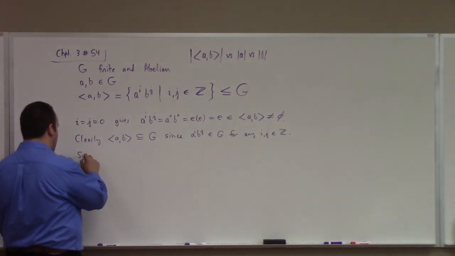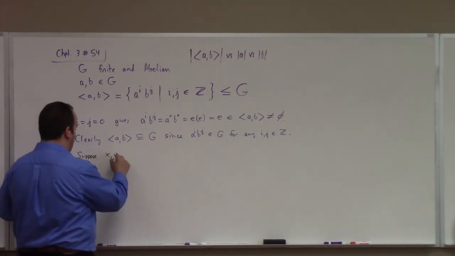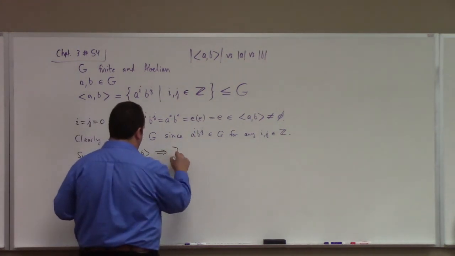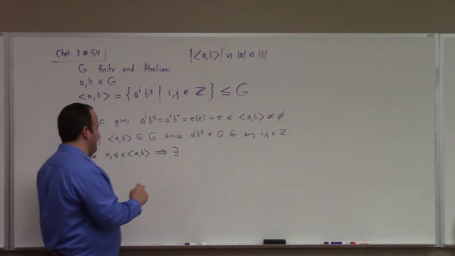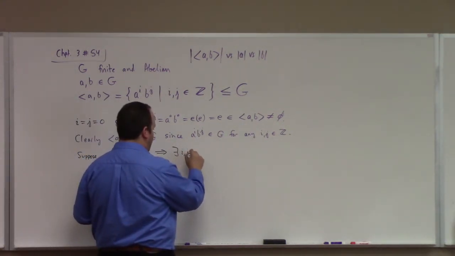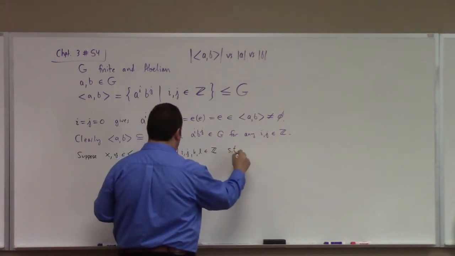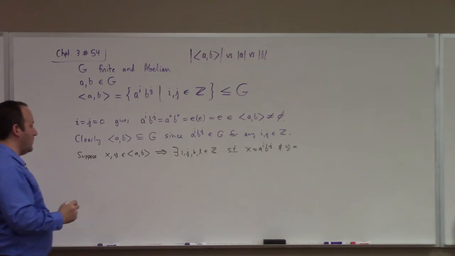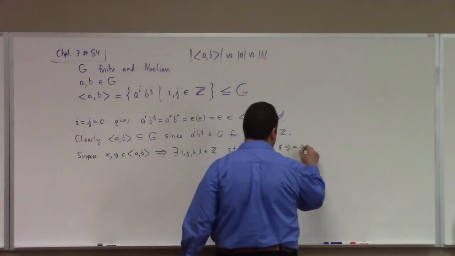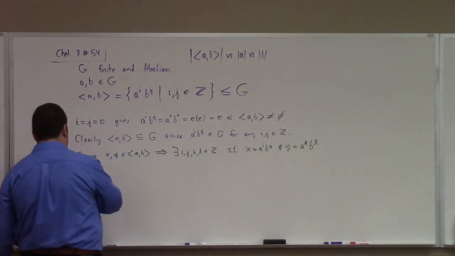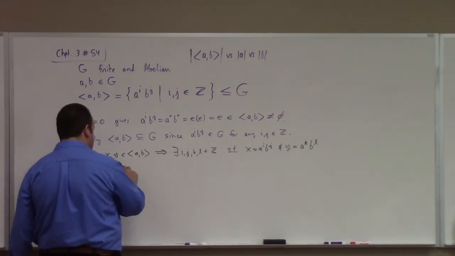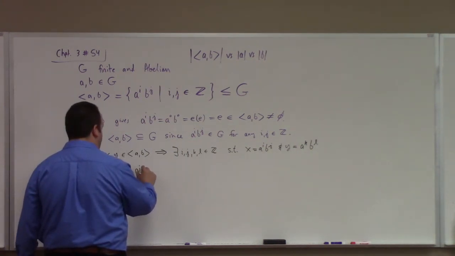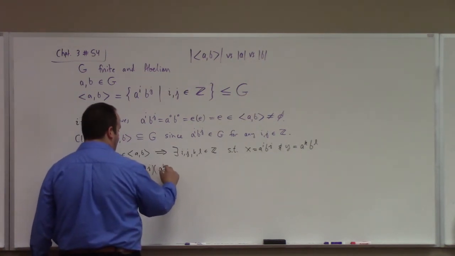So let's suppose that X and Y are elements of this set. What does that mean? I'm going to write it in a slightly different order. There exist I, J, K, L in Z such that X is equal to A^I B^J, and Y is equal to A^K B^L. Thus, X times Y is equal to A^I B^J A^K B^L.